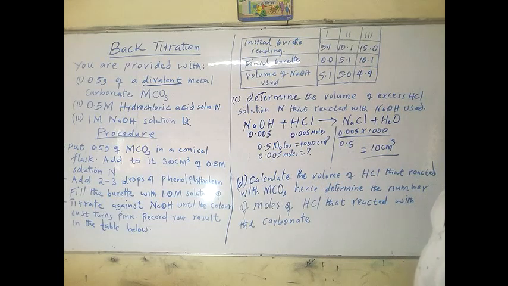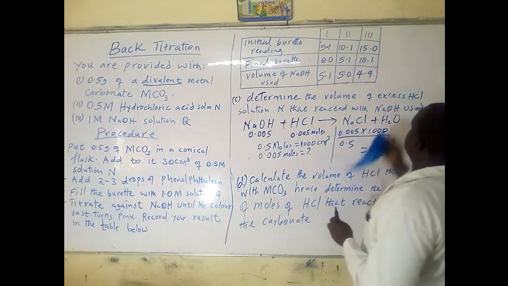Question D. Calculate the volume of hydrochloric acid that reacted with M carbonate. Hence, determine the number of moles of hydrochloric acid that reacted with the carbonate. So now we want to calculate the volume of HCl that reacted with the carbonate.